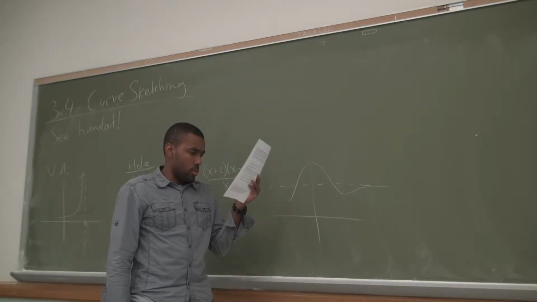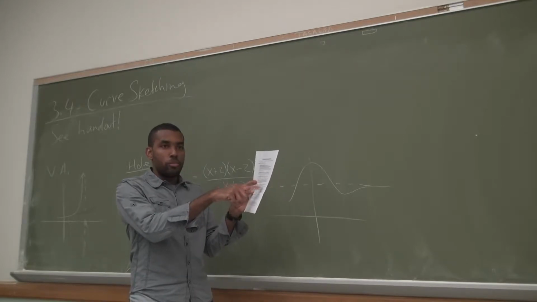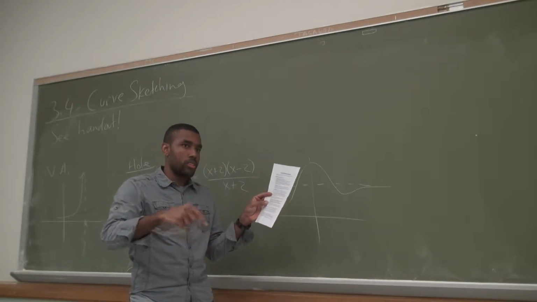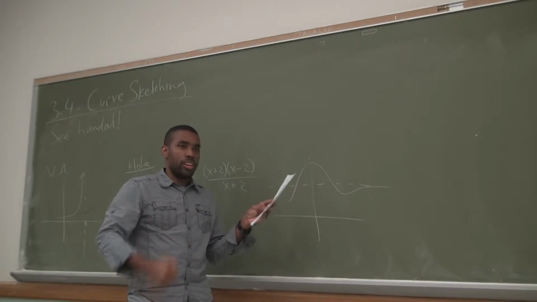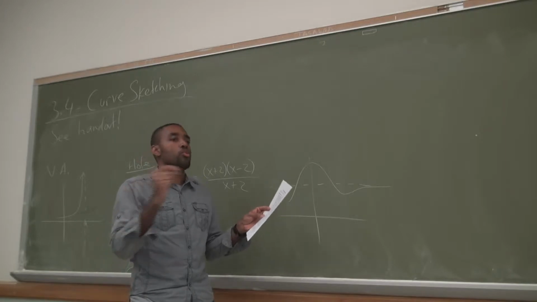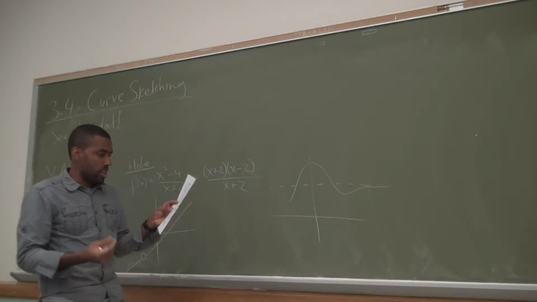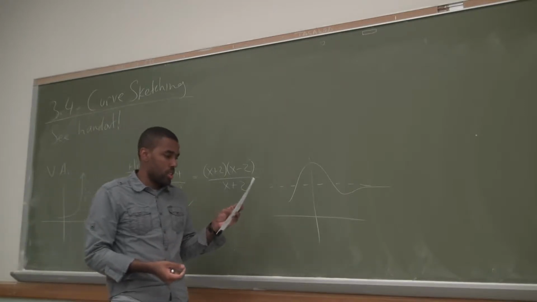I put a footnote there. Okay, yes. Remember, when you're finding the location of points, you use the original function, right? So if I know this is a critical point, I know it's a maximum, and I want to find the coordinate, I have to take that x value and plug it into the original function, not the first derivative, or the second derivative. When you find the location of points, use the original function.